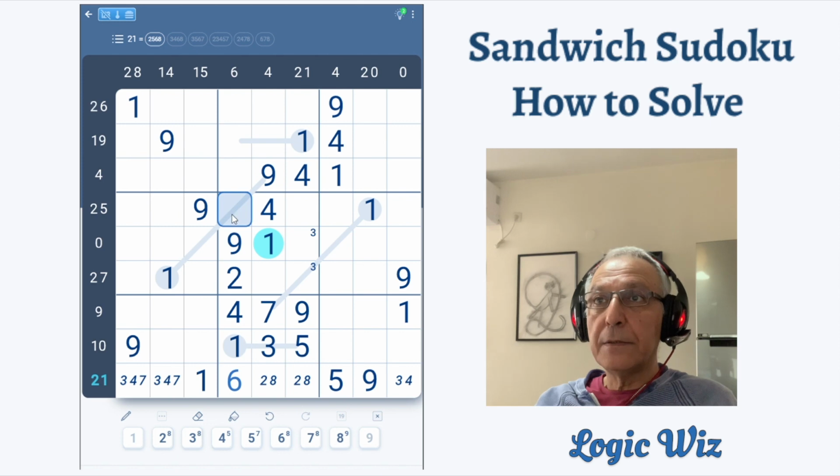Okay, let's look at the middle box again. 8 cannot be here, 8 cannot be here, and 8 cannot be here. So those are the only locations where we can have 8. Now that we know that 8 is here, this one must be 2. And this one must be 8.